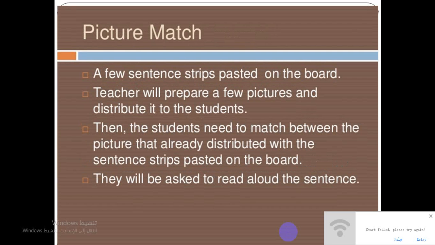In the picture match activity, a few sentence strips are pasted on the board. The teacher will prepare a few pictures and distribute them to the students. Then the students need to match the pictures that were distributed with the sentence strips pasted on the board. They will be asked to read aloud the sentences.